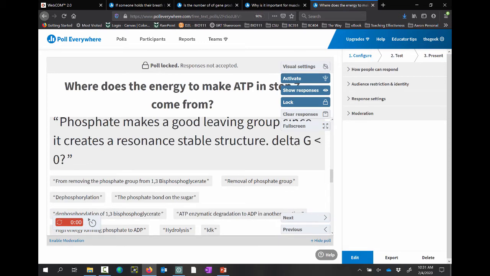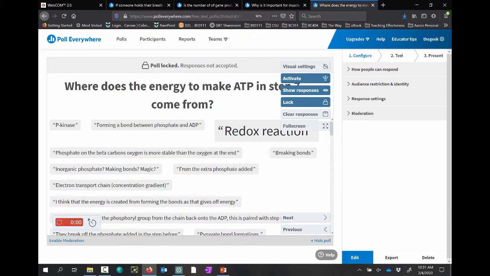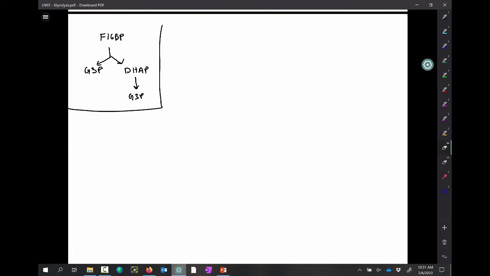So let's go ahead and do this. And then I noticed one up here: redox reaction. Okay, that's an interesting answer too. So let me go ahead and go here. Got to take my keyboard off. There we go. And let's just first of all recognize something here, all right, in terms of the reaction. So we have this molecule 1,3-bisphosphoglycerate, 1,3-BPG, that is being used at the outset of reaction 7 to catalyze the production of ATP.